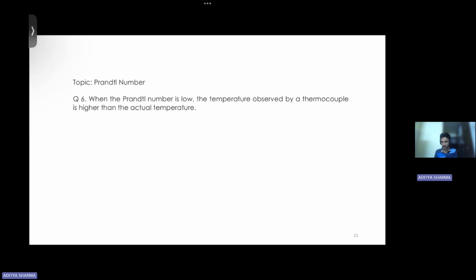actual temperature. So first of all, let's see what a Prandtl number is. This is basically the measure of thermal diffusivity. It is the ratio of the momentum diffusivity, the viscous effects, to the thermal diffusivity. So when the Prandtl number is low, it means that the thermal diffusivity is high, or the viscous effects are low.